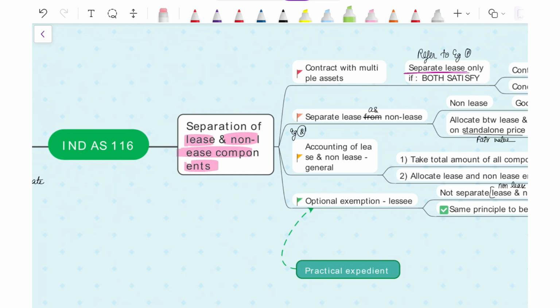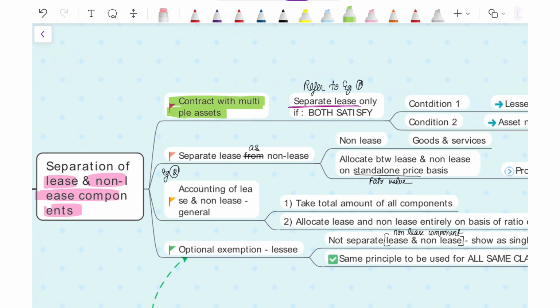In a contract there might be multiple assets. Which of those assets are leased assets and which of those are non-lease components? How are you going to bifurcate them is what we are going to understand here. Before understanding that, suppose there is a contract and it has only two assets.